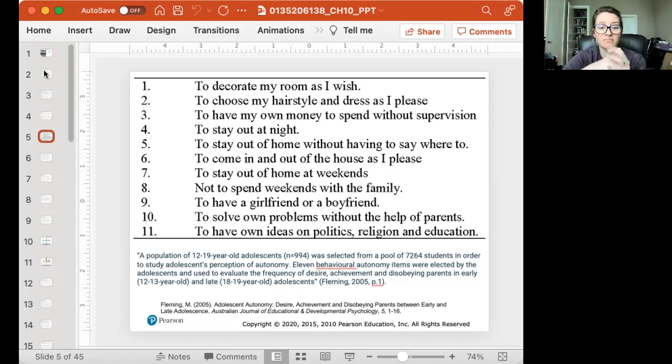So yeah, do you have the right to shave your legs or do grooming as you please? Even that's not on this list, but that could be a way of expressing autonomy. It could have to do with hair grooming. Number 10, to solve your own problems without the help of your parents. And 11, to have your own ideas on politics, religion, and education, or are you kind of forced into a cookie cutter that you have to be this way to be part of this family? These are different things that could absolutely impact the identity that an adolescent is developing. Right?